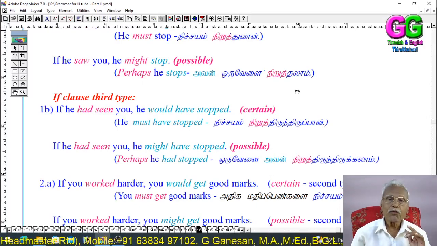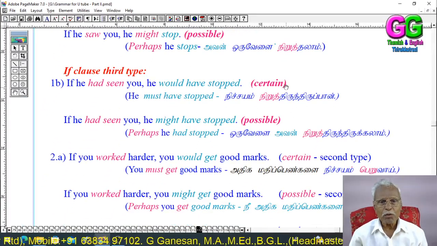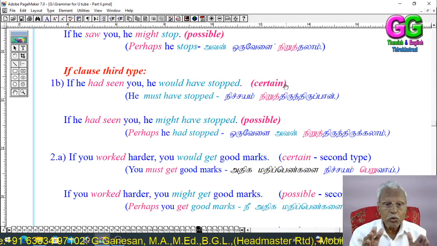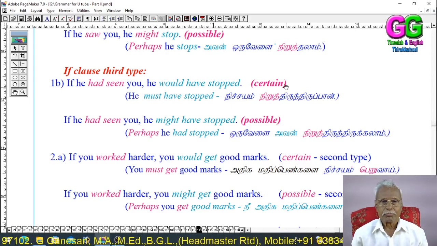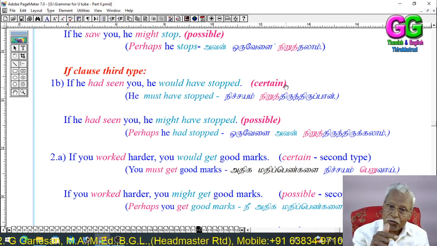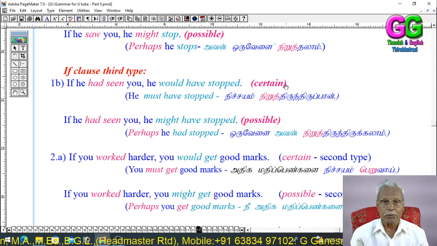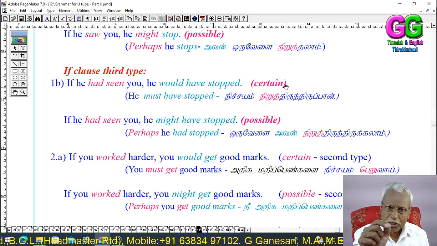Then, if plus third type. If he had seen you, he would have stopped. It means he must have stopped. In case of having seen you, he must have stopped. He should have stopped.